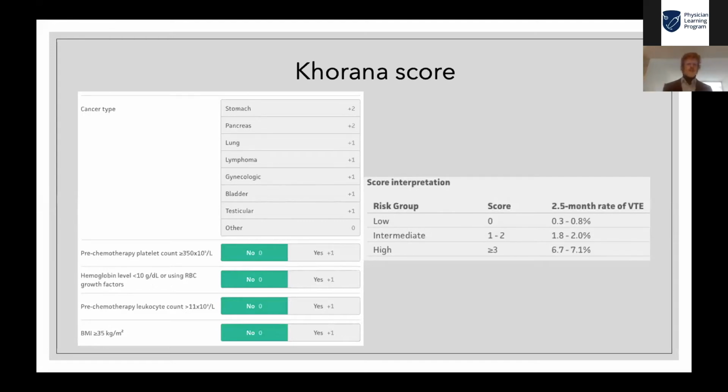It's not a super important score from our perspective in the emergency department, but one thing that I think is interesting and important to highlight is that not all cancers clot equally. You can see that stomach and pancreas cancer are particularly nefarious clotters. And then other ones like testicular cancer, which you're going to see in younger males, which I thought was interesting. And the other considerations are their pre-chemotherapy hematologic profile and their BMI.